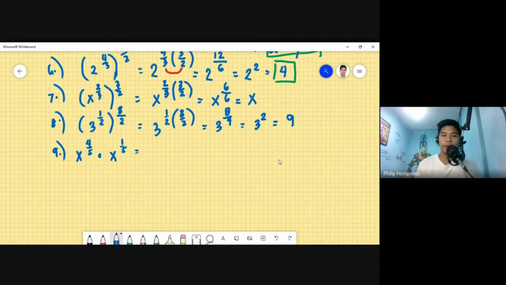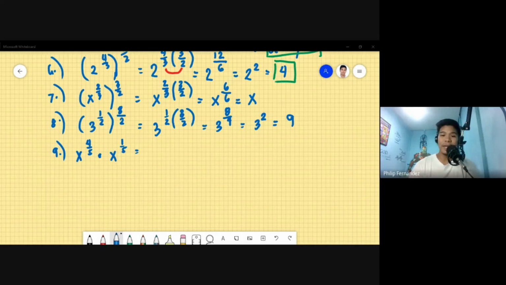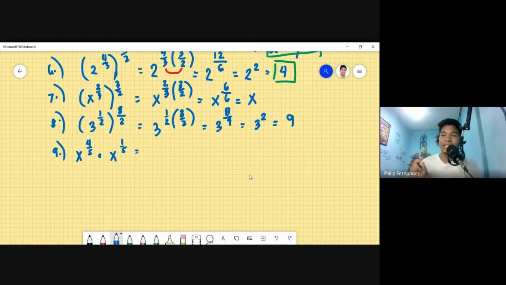So product of a power, ano bang ginagawa kapag product of a power? So i-add natin yung exponent as long as they have the same bases. So hindi natin yun pwedeng gawin kapag magkaiba yung base. So in this particular example, ang base natin ay x. And then they have the same base. So you just copy the base. So this is product of a power, so ang gagawin lang natin is to add the exponents.